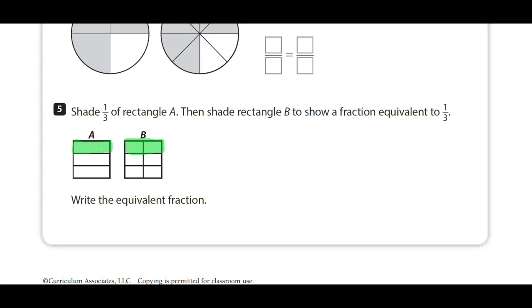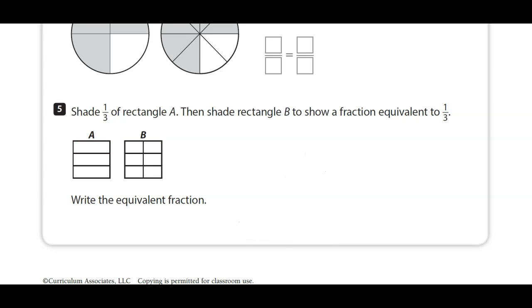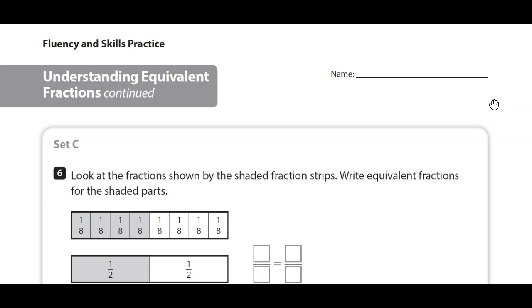It says write the equivalent fraction. When they ask you this, write the equivalent fraction. What's the fraction for A? 1/3 equals. What's the fraction for B? 2/6. I have 2 colored in with how many total? 1, 2, 3, 4, 5, 6. These are equivalent fractions. That's what they want. Flip it over.